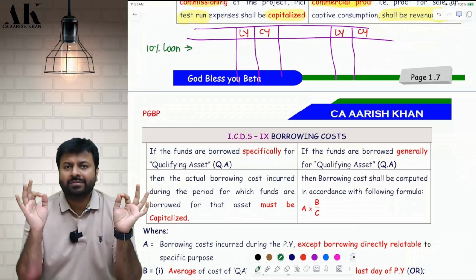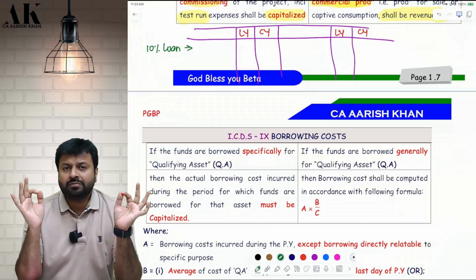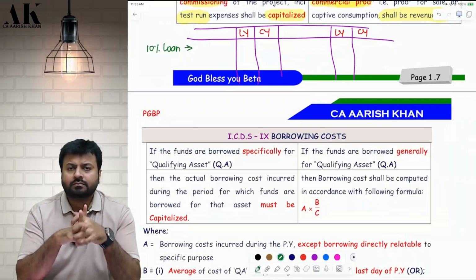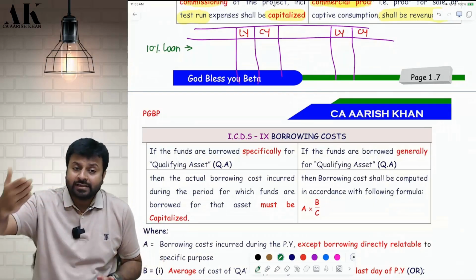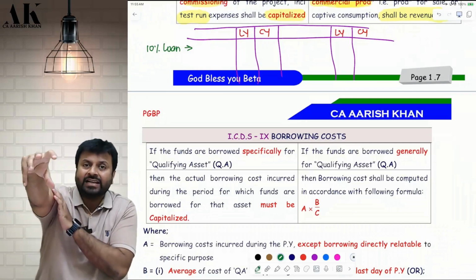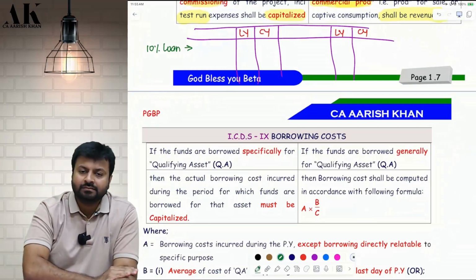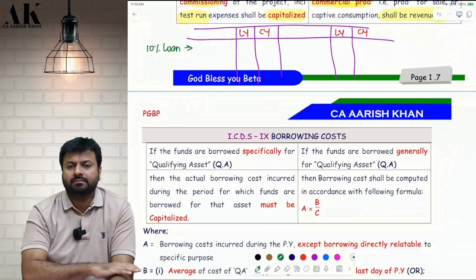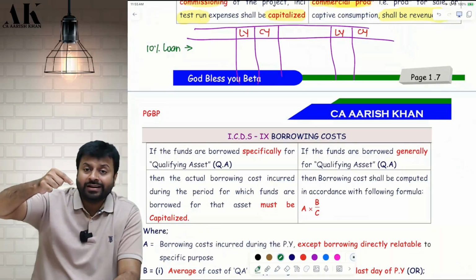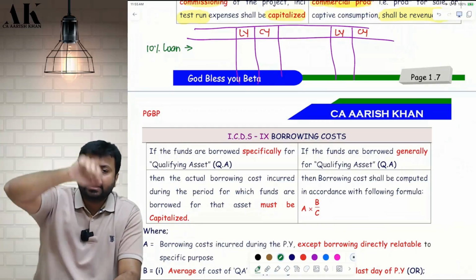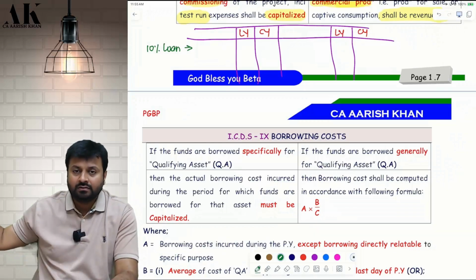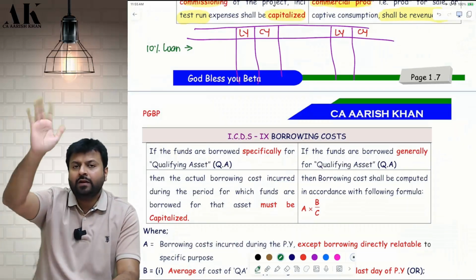A qualifying asset means an asset which takes substantial period of time for it to be ready for its use. Let me give you an example. If I take a loan for such asset which is under construction and it takes substantial period of time for it to be ready for its use, that asset will be called a qualifying asset. Till the time the asset is getting ready, the interest has to be capitalized. Once the asset is ready, now it can be used, then you cannot capitalize the interest.